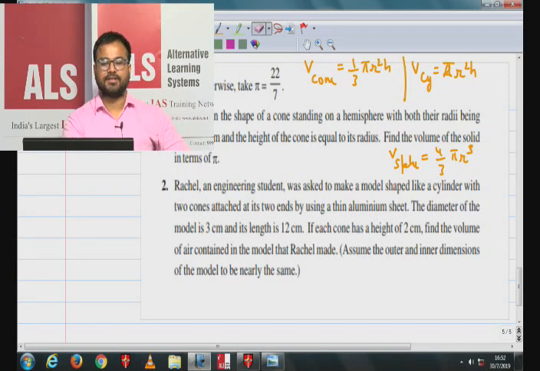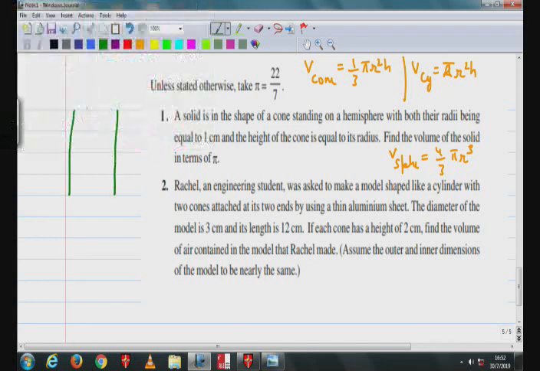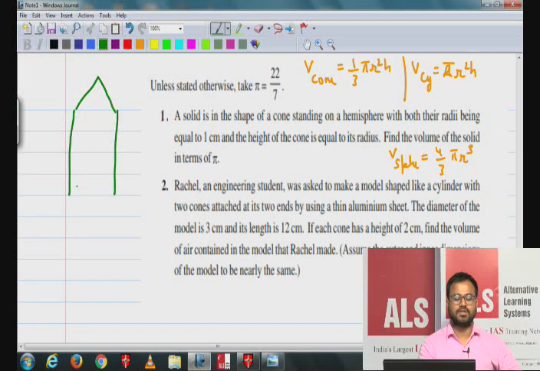So the second question says Rachel, an engineering student, was asked to make a model shaped like a cylinder with 2 cones attached at its 2 ends by using a thin aluminum sheet. So there is a cylinder like this and 2 cones attached on the top and on the bottom like this. Diameter of the model is 3 centimeters, so the radius is 1.5, and the length is 12.